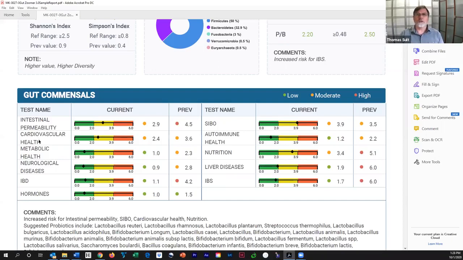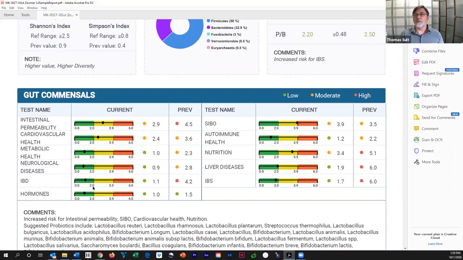Cardiovascular health, again, is in the yellow. Metabolic health, things like prediabetes and diabetes, is in the green. Neurological disease is in the green. IBD, inflammatory bowel disease, so Crohn's disease and colitis, things like that, in the green. Hormone balance is in the green. That doesn't mean the hormones are in balance or any of these other things. None of these are diagnostic. What all this means is that the gut microbiome is putting you at risk.